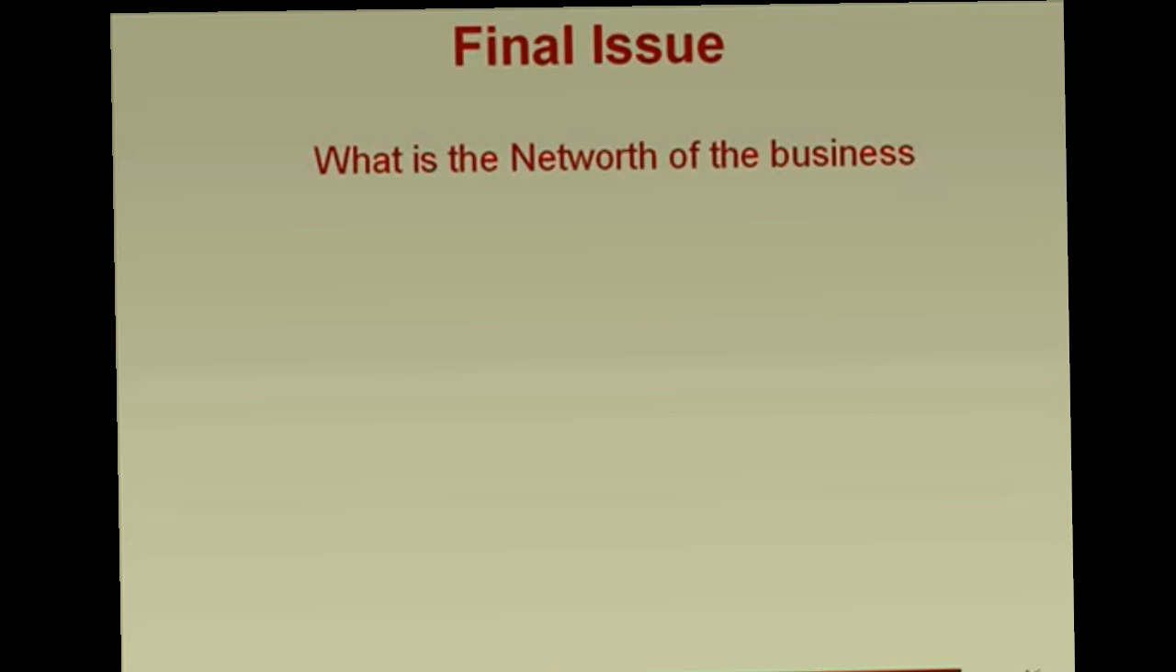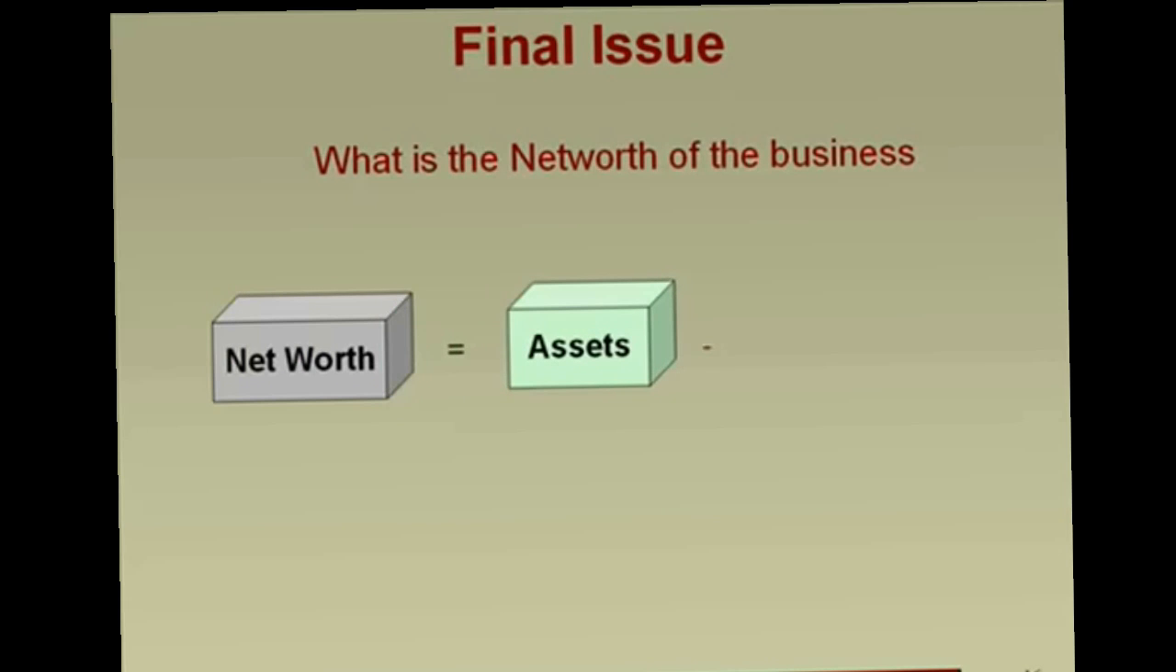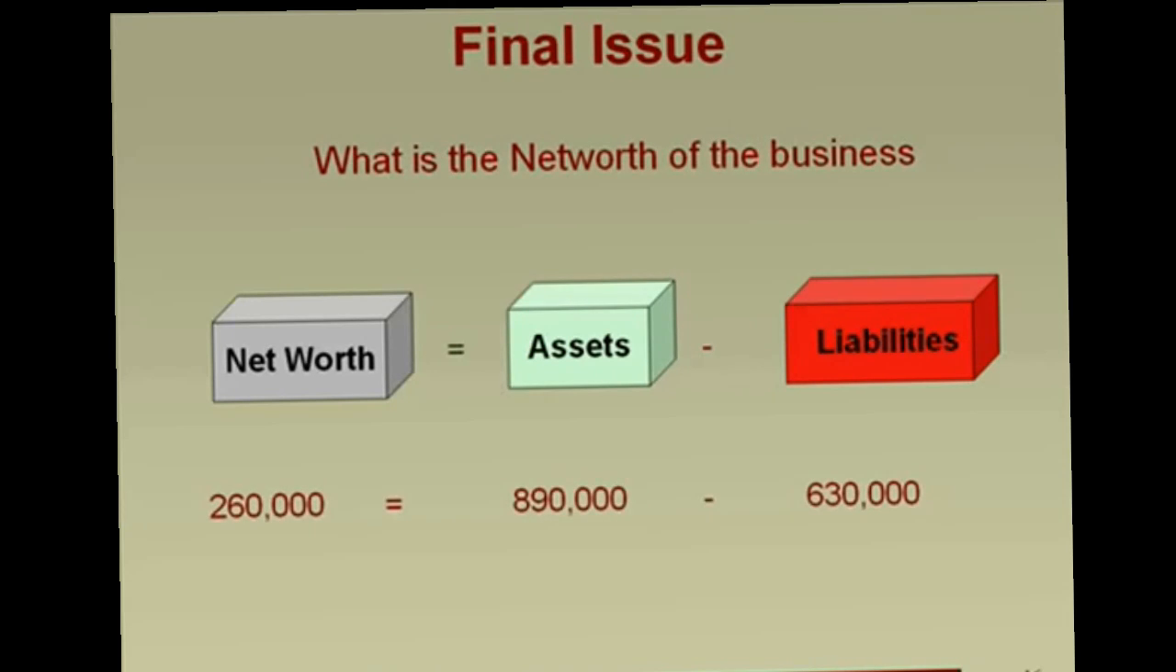Net worth is assets less liabilities. What was the assets? 890. What were the liabilities? 630. So what's the net worth? Assets minus liabilities. Here we go. Net worth equals assets minus liabilities. We just said assets are 890, liabilities are 630, so the net worth is 260.